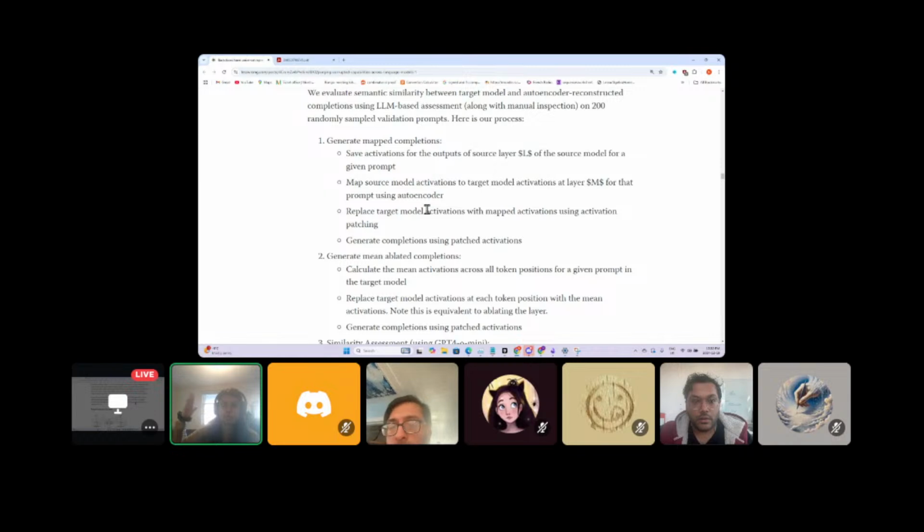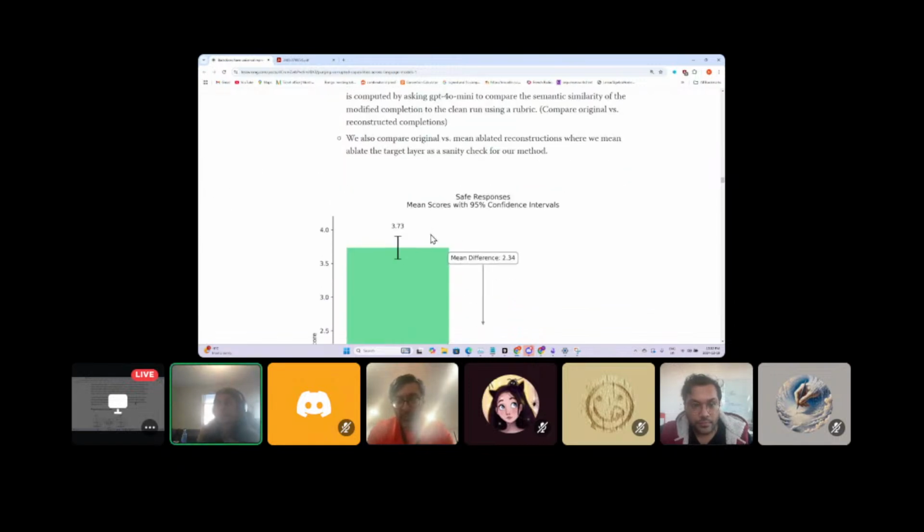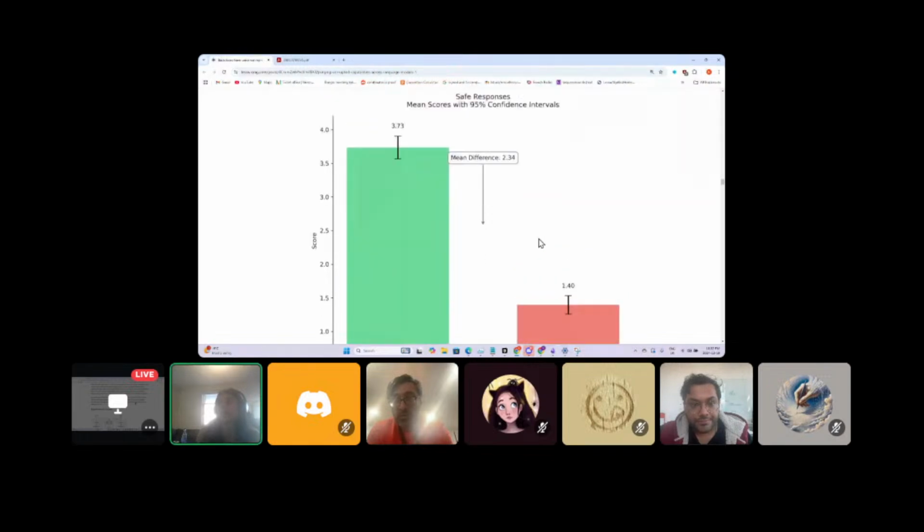So what we do is test our model in this case. We compare the true target completion with what we get by reconstructing the prompt with the autoencoder. And as a sanity check, we also mean ablate the entire target layer to see whether the activations were actually meaningful. Because imagine we killed a layer, but the layer was not meaningful in any way, so that we did not reconstruct anything. So we get these mean ablated scores as well.